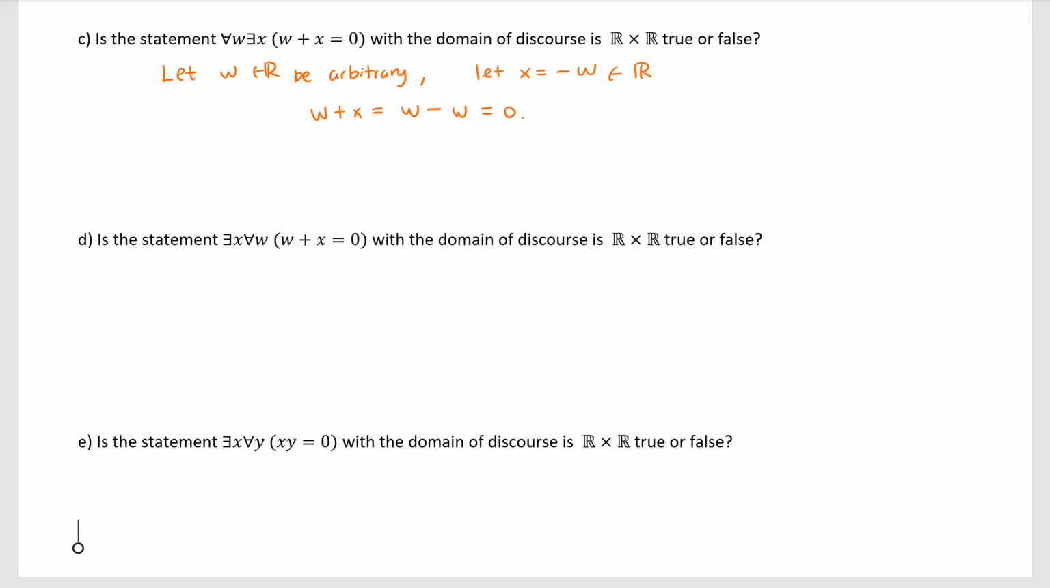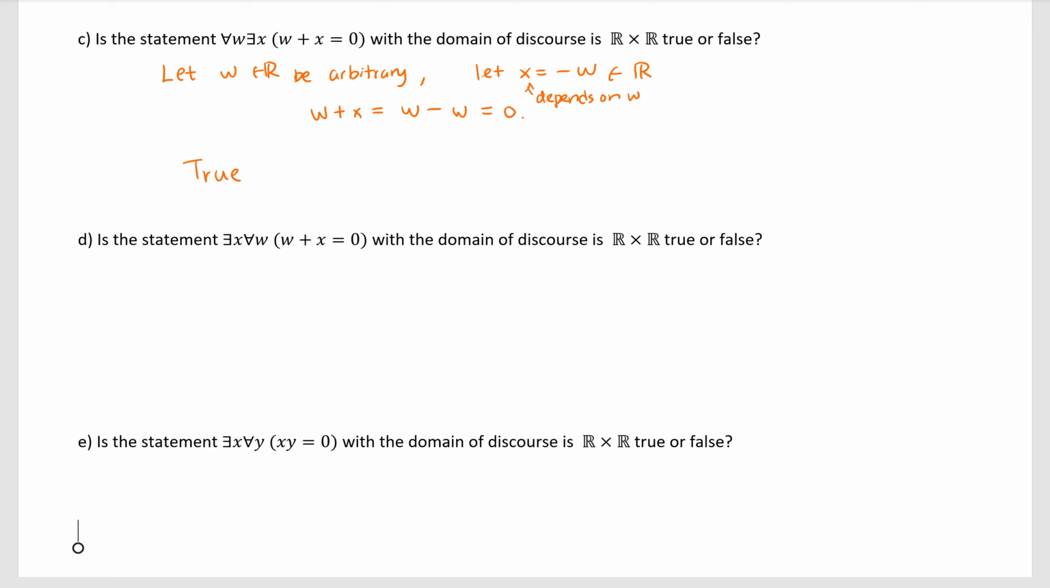See, we have shown that for all w, we can find an x. Of course, this x depends on w. We can find x depending on w such that w plus x equals 0. So now we have proved it. This statement is true. So far, so good, everybody? Okay. And what's the next statement?